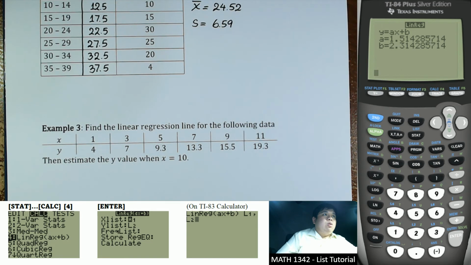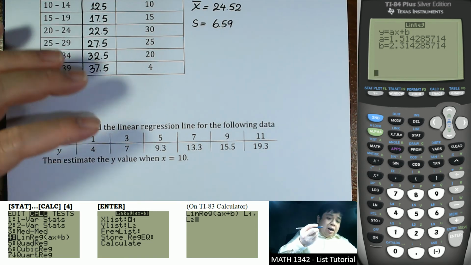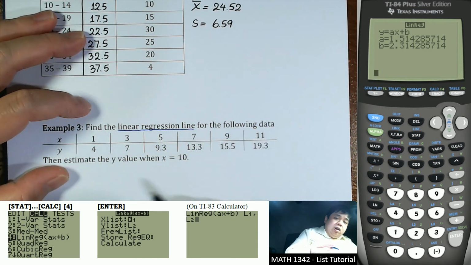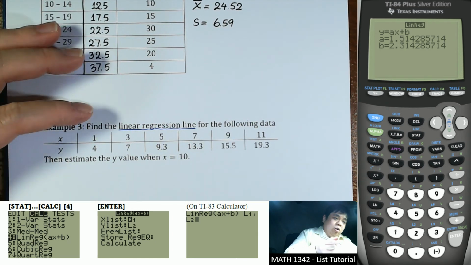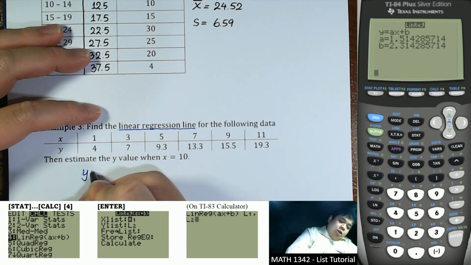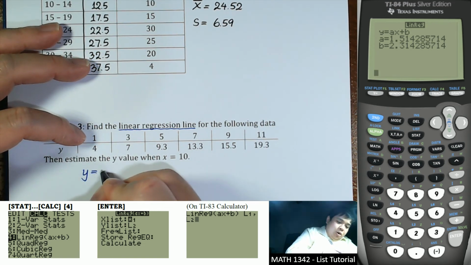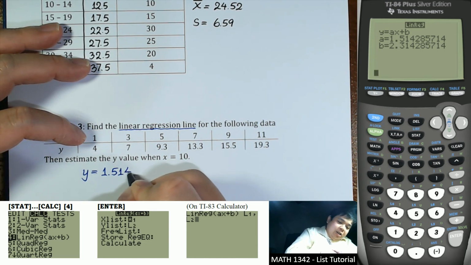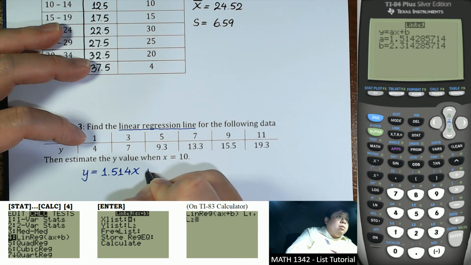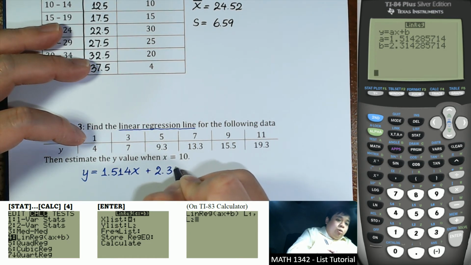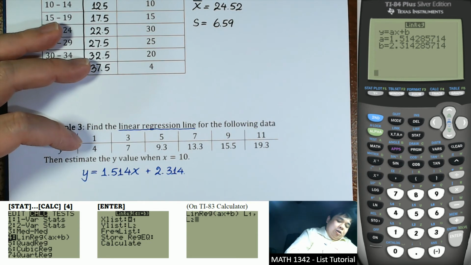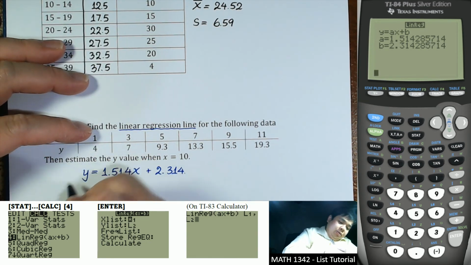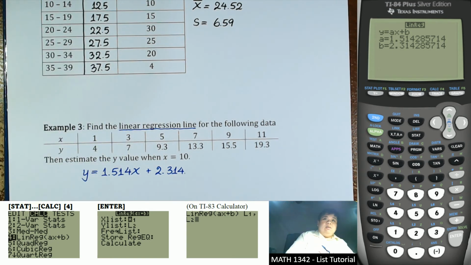Right, so I have the equation. I will write that out: the equation of the linear regression line, or the least squares linear regression line, or the best fit line. y equals ax plus b. a is 1.51. Let's use 3 decimal places. x plus 2.314. So that is the equation of the best fit line.